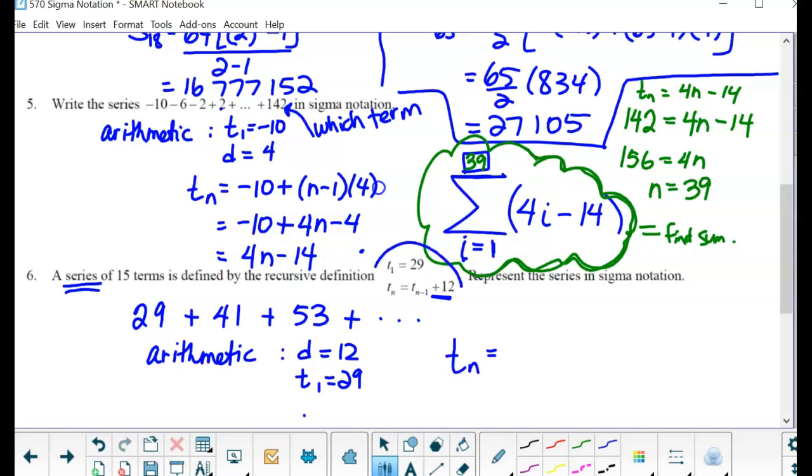This was the recursive definition. Usually the better formula is the one that you can use for any term value. Recursive is really good. If you take computer programming, you're probably going to talk about recursive definitions a lot, because the computer goes back in and calculates it each time. So Tn is the first term plus n minus 1 times the common difference, and then you simplify that.